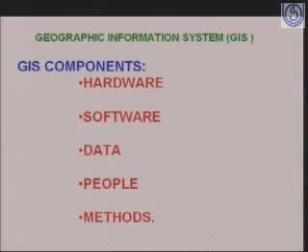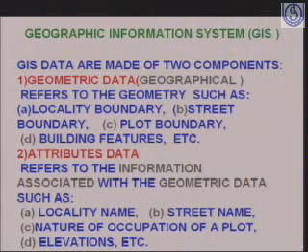Now, what is required for GIS implementation? It is the hardware, software, data, people, and the methods used for integrating. There are two components in GIS: geomatic data, which is geographical in nature and refers to the geometry such as location boundary, state boundary, plot boundary, building features, etc. Attribute data is the characteristics, referring to the information associated with the geometric data, such as location name, state name, nature of the occupation of a plot, etc.